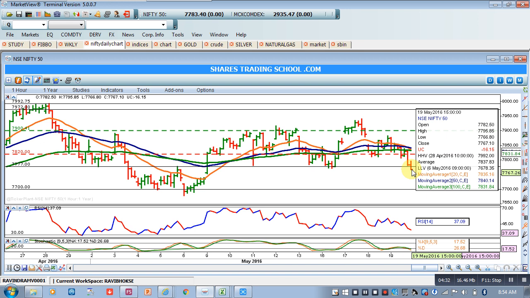This is a strategy which you should not carry forward to tomorrow. You should close it, because today is the closing and probably on Monday we may see an altogether different market. So I request you not to carry forward any position in Nifty for next week.